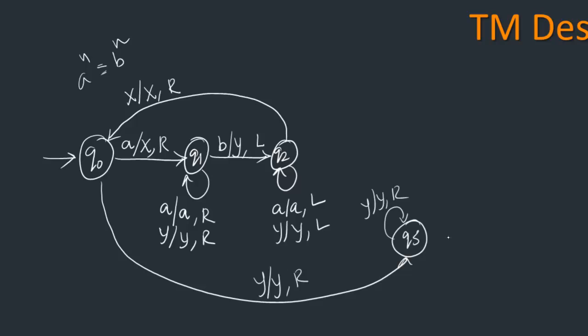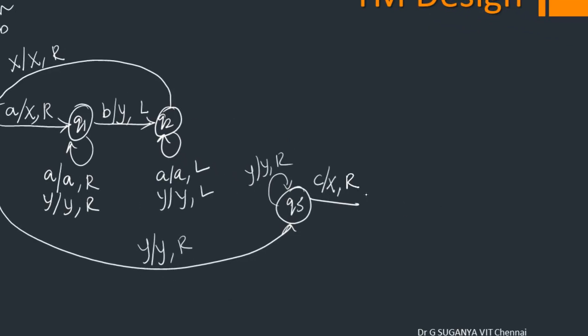So A's are over and the equivalent B's are over. What is expected is to have a C on your input stream. C again I am going to change to X and move towards the right. Then the same process, you don't have any difference. Skip all C's, keep moving towards the right. When you see a D on your input, change it to Y and move towards the left.